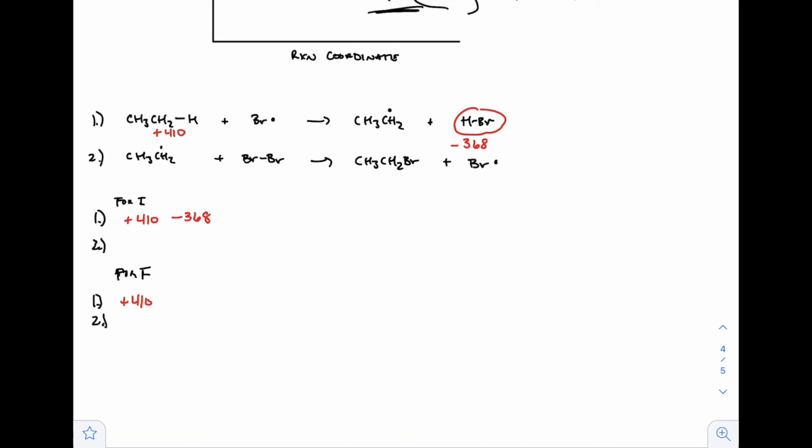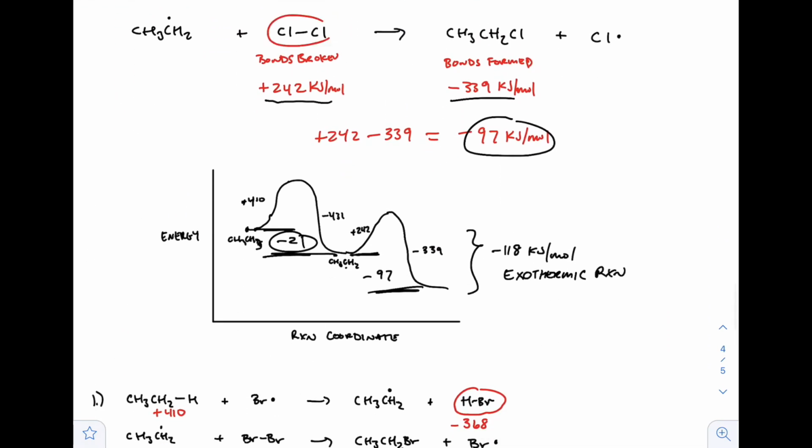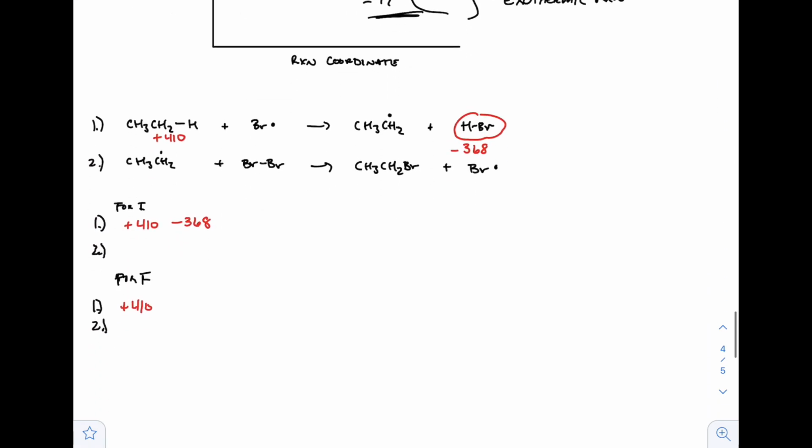All right, so we'll go ahead and record that down here and then take a look at the next step, which is the bonds broken for the step 2 process. The bonds broken is 192, and then, sorry, I've got to find it real quick, it's 285 for the formation of the bromoethane.